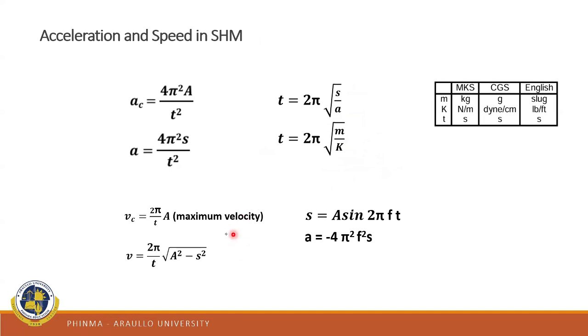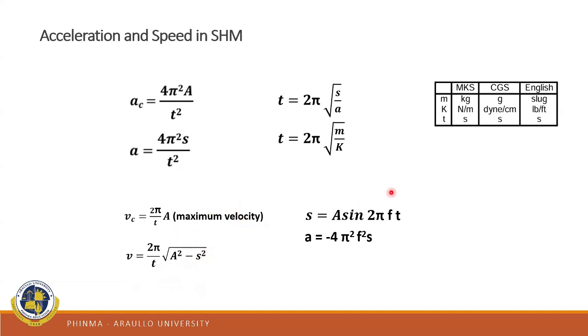For the velocity, may V sub C. Ito ay maximum velocity sa ating problem. So as you can see, 2 pi over T, then minultiply sa amplitude. So parang ganun din yung concept sa acceleration. Sa maximum acceleration, A yung ginamit. Pero kapag hindi maximum velocity ang pinapahanap, you may use this formula. 2 pi over T multiplied by the square root of the difference between the square of amplitude and displacement. So madali lang naman kabisaduhin yung formulas natin.